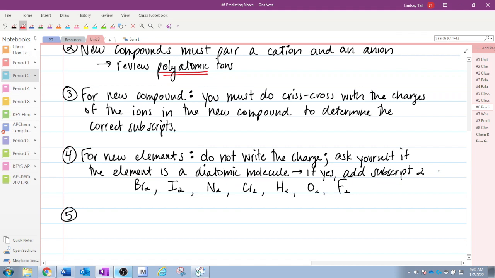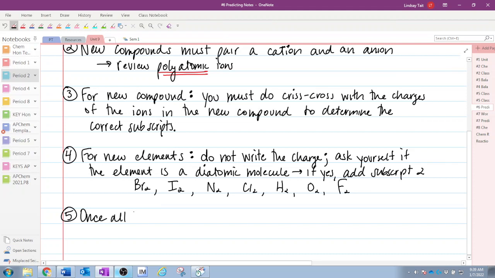Okay, so that's how you write formulas. So once you know what goes together if you're predicting products, or later today, we're actually going to be writing equation or formulas for reactants and products from names. This is how we write the formulas for compounds. This is how we write the formulas for elements. Only after we have all of the correct formulas, then we can look at balancing. You should never be thinking about balancing until you're done with your formulas. So that's number 5.